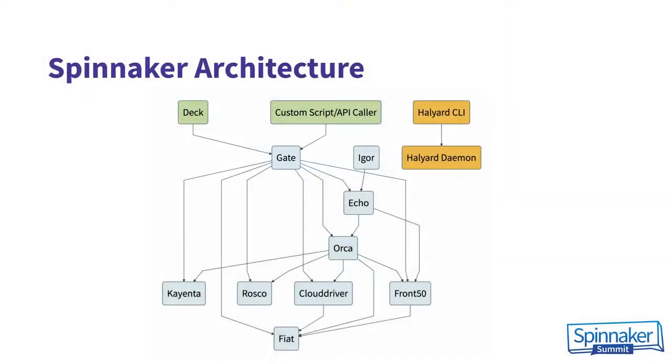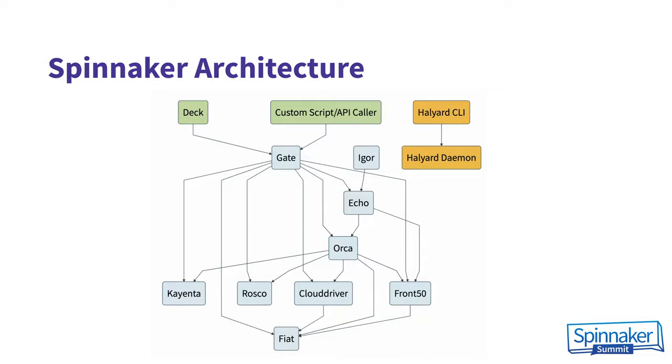What does the Spinnaker architecture look like? It's a microservices-based architecture, with a lot of components. I'll briefly talk about them here. The UI that you see is served by Deck, and everything is interfaced with Gate, which is like an API server. You can even have APIs calling that Gate, and you can do automations with that.